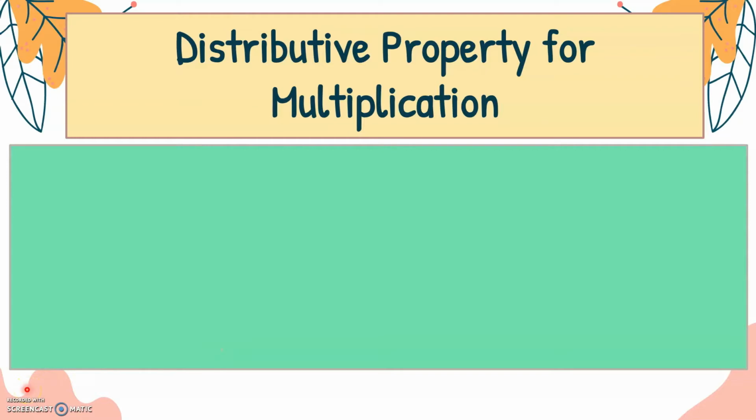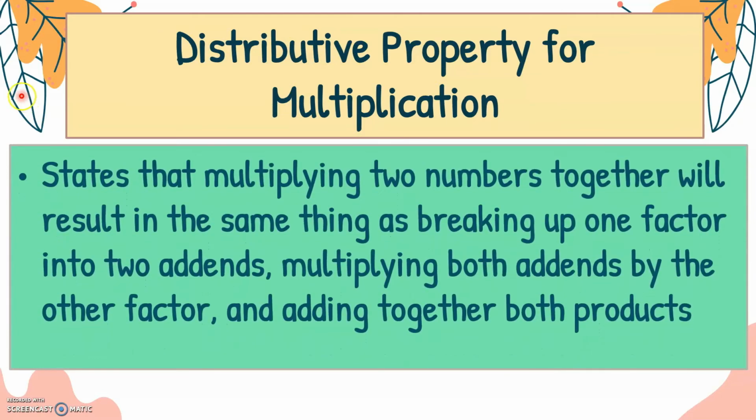Also, we can solve multiplying 2 to 3 digit numbers by 1 digit number using the distributive property for multiplication. So what is the distributive property? It states that multiplying two numbers together will result in the same thing as breaking up one factor into two addends, multiplying both addends by the other factor and adding together both products.